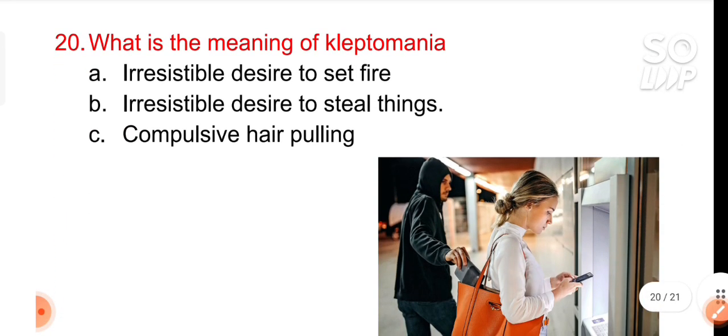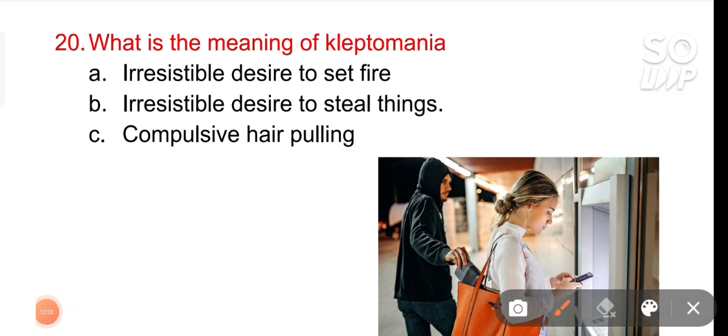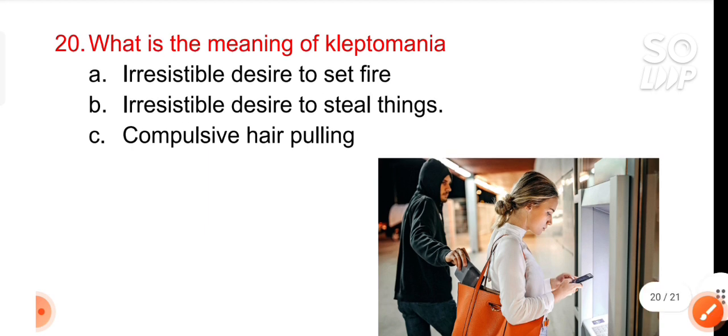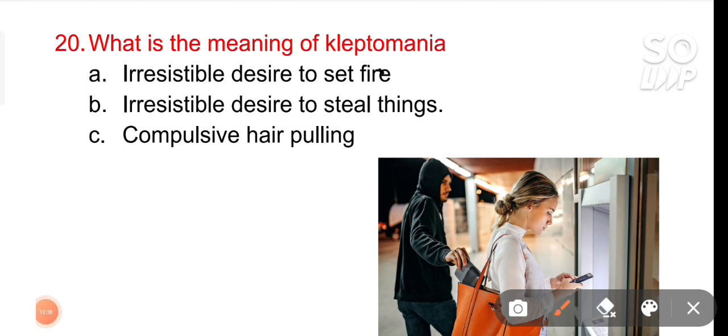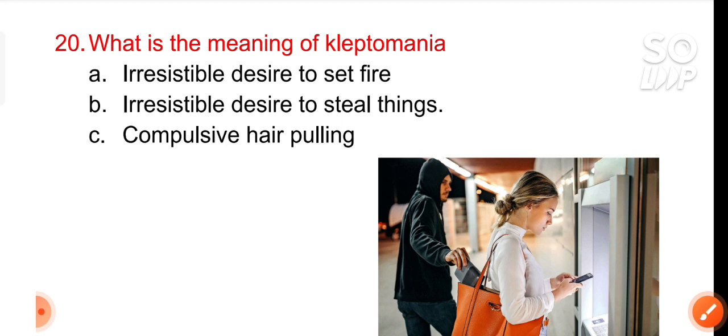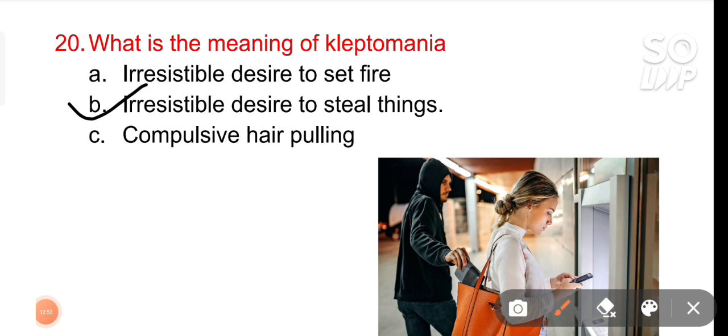The last question is, what is the meaning of kleptomania? So most of the movies we can see for comedy purpose. Option A, irresistible desire to set a fire. Option B, irresistible desire to steal things. Option C, compulsive hair pulling. The right answer is option B. Option B is the irresistible desire to steal things.